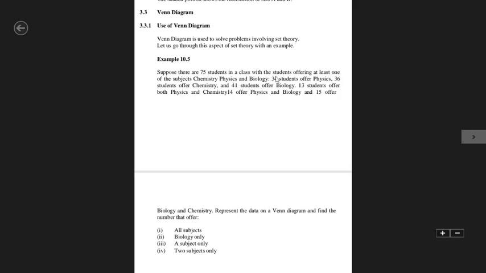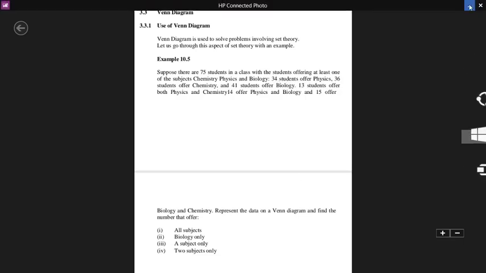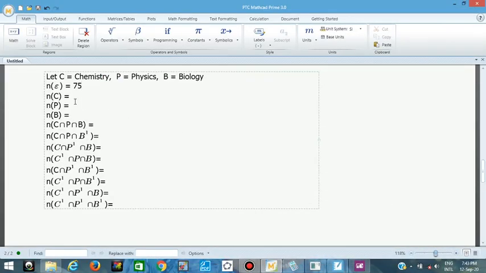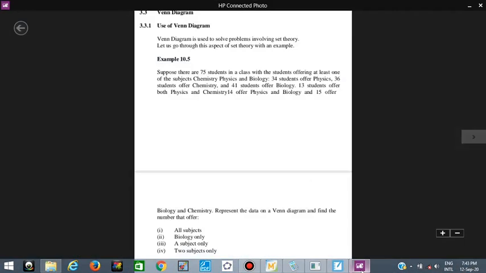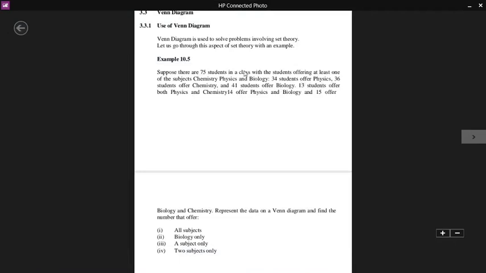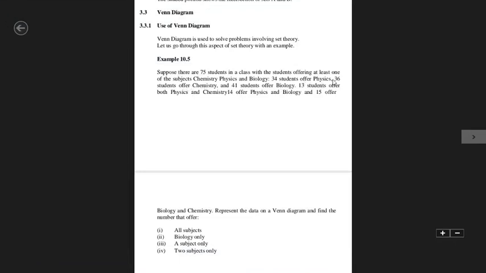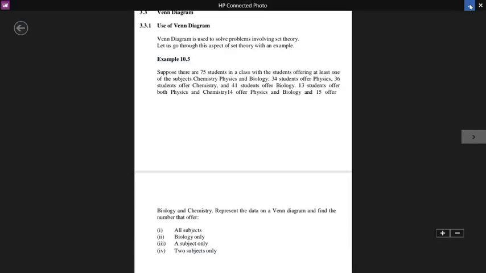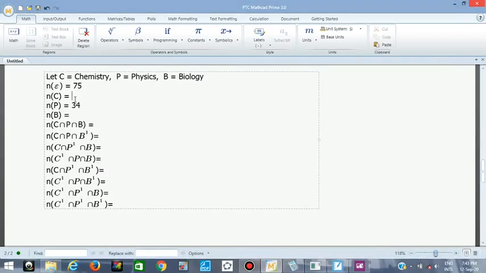Then with that, at least one of the three subjects, let's go to each of the subjects now. It said 34 students offered physics. That means the number that did physics is 34. So you come to your solution. The number that did physics, there are 34. Go back to the question. Then 36 students offered chemistry. So there are 36 that offered chemistry. Go to your solution page. Chemistry, there are 36. You write it down. Then we go back again.